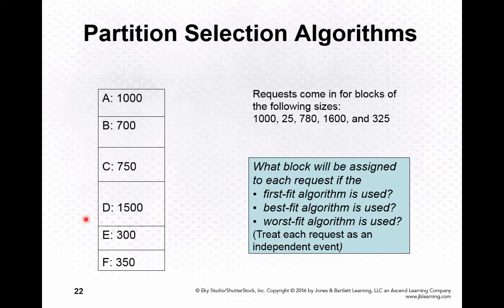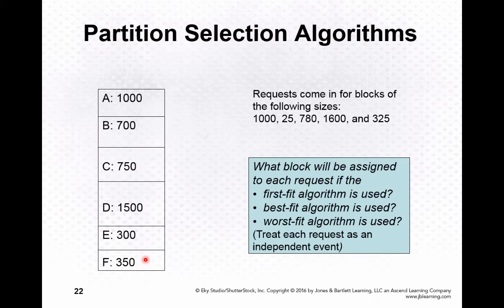So here we see an example. We're looking at some partition selection algorithms, and requests come for blocks of the following sizes: 1000, 25, 780, 1600, and 325. So what happens? If you're using the first fit algorithm, this guy gets put into chunk A, and then this guy would get put into chunk B, and this one would not be able to go into chunk C, so we would go in chunk D. This one has no place to go, and this one would get put in chunk F.